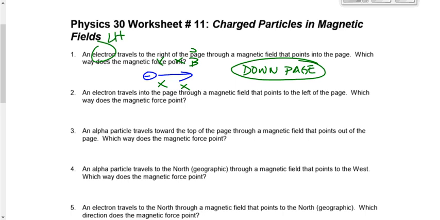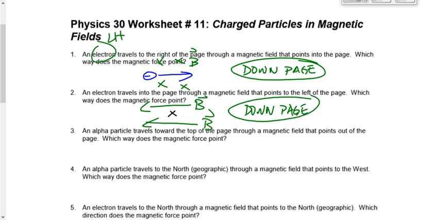Let's take a look at number 2. It says an electron travels into the page. Once again, the page is our frame of reference. Electron is traveling into the page, a magnetic field that points to the left. Which way does the magnetic force point? We're going to say thumb in the direction of the particle, which is into the page. Fingers in the direction of the magnetic field, which is to the left side of the page. Palm points which way? Down the page again, or toward the bottom of the page.